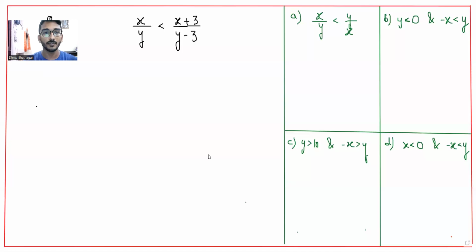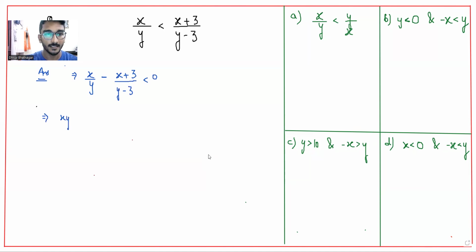The first fundamental of inequality is to make right hand side or left hand side equal to 0. One side must be equal to 0 to solve inequality. So I am shifting my right hand side to left side so that my right side becomes 0. So that would be my first step.